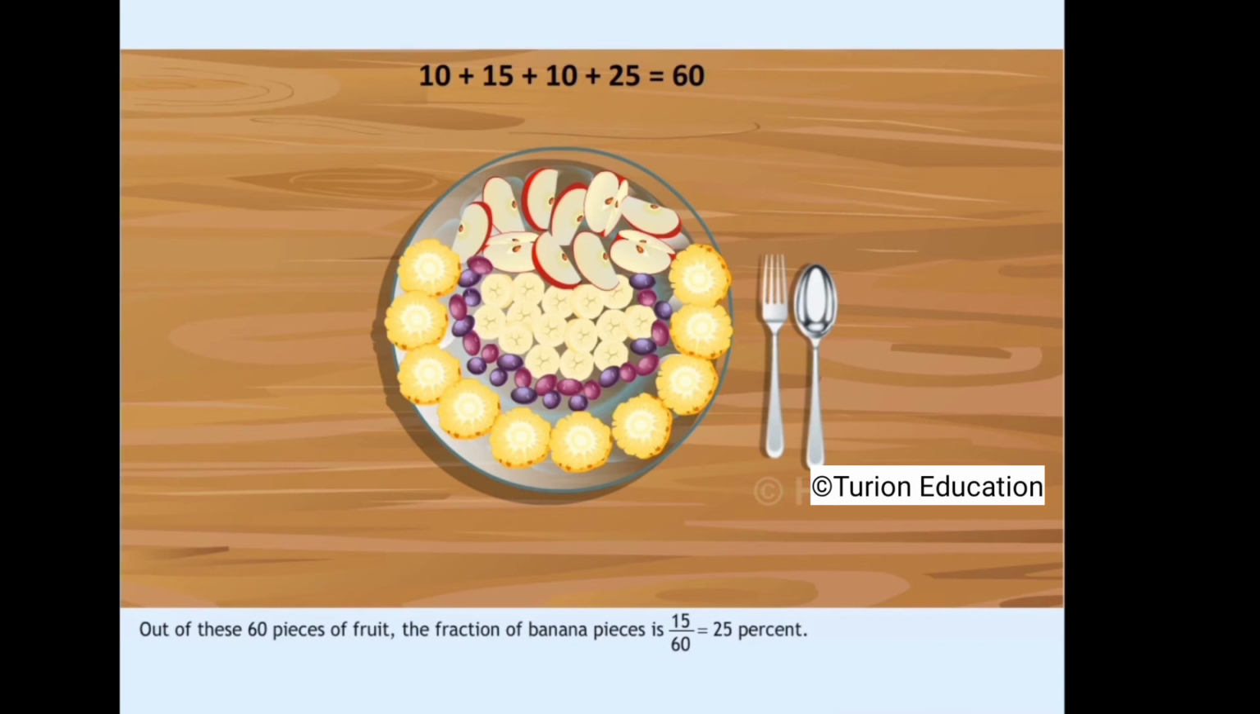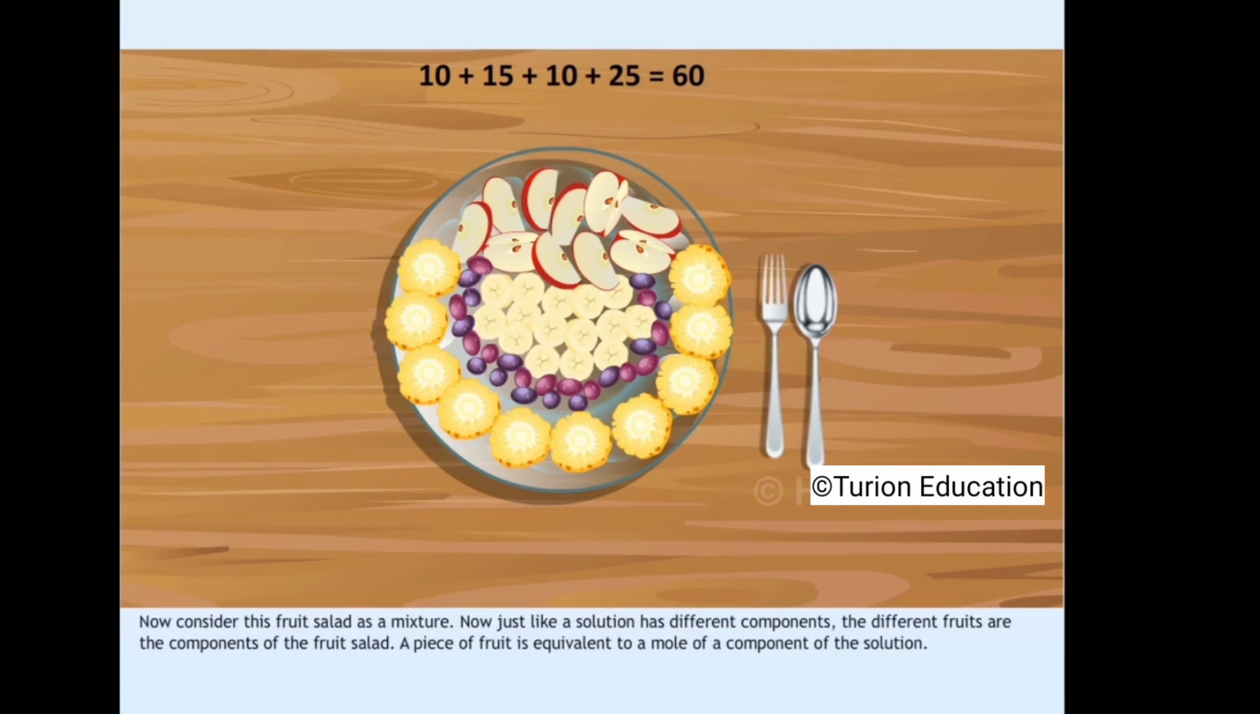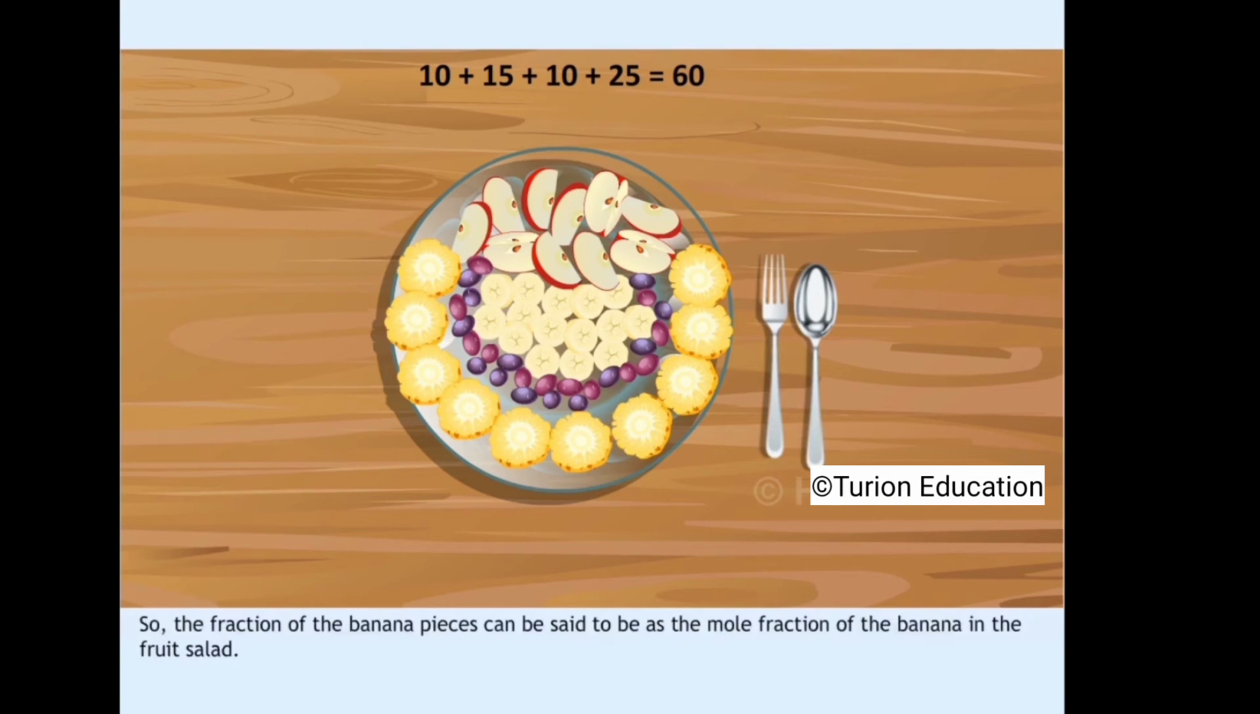Now, just like a solution has different components, the different fruits are the components of the fruit salad. Let us assume a piece of fruit to be equivalent to a mole of a component of the solution. So now the fraction of the banana pieces present in the fruit salad can be said to be the mole fraction of the banana in the fruit salad.